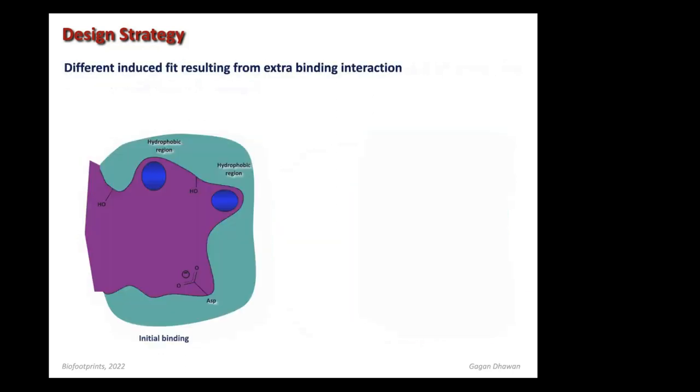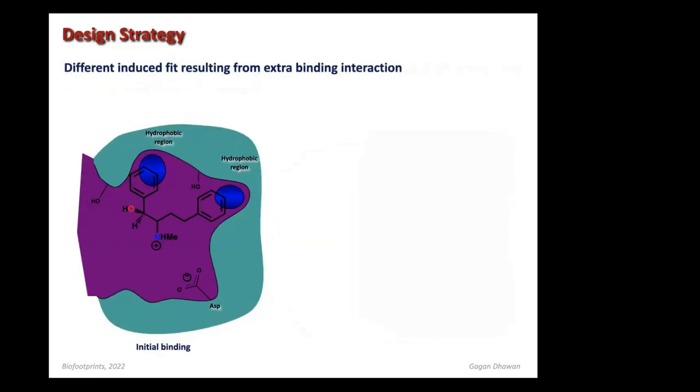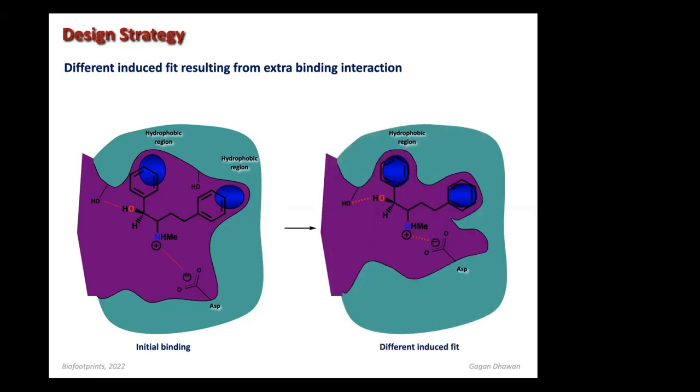Now, if you take a different molecule with this extra phenyl group with an ethyl chain, which you have attached to the carbon atom of your molecule, you see there are extra hydrophobic regions present in the molecule. So with these interactions, hydrogen bonding as well as hydrophobic interactions plus the ionic interactions, there is a different fit because of the presence of the extra phenyl group which you have added to your molecule.